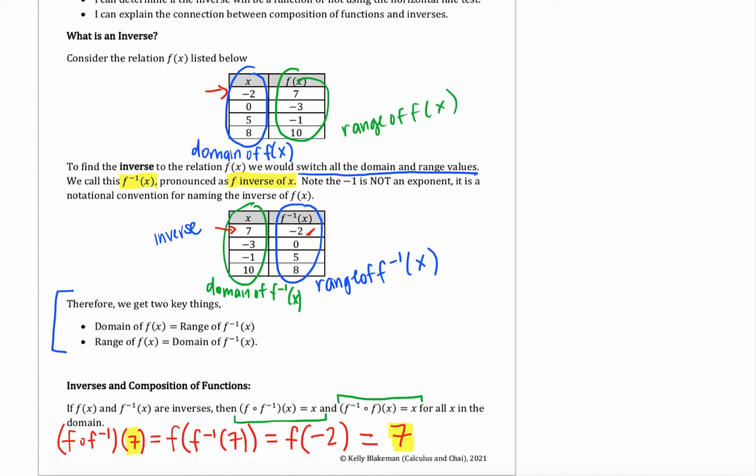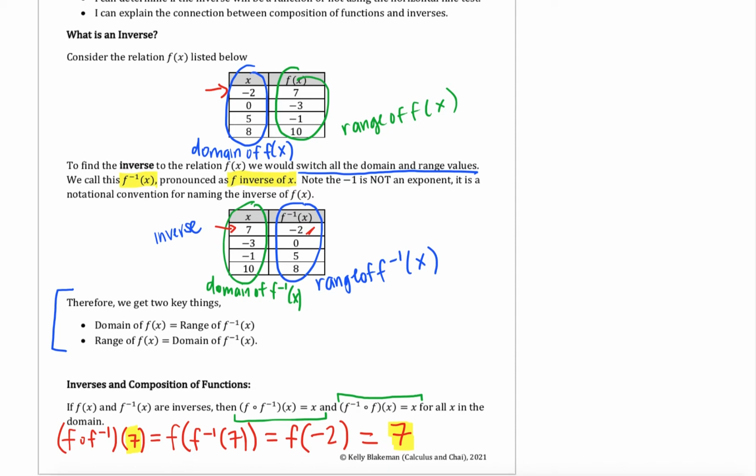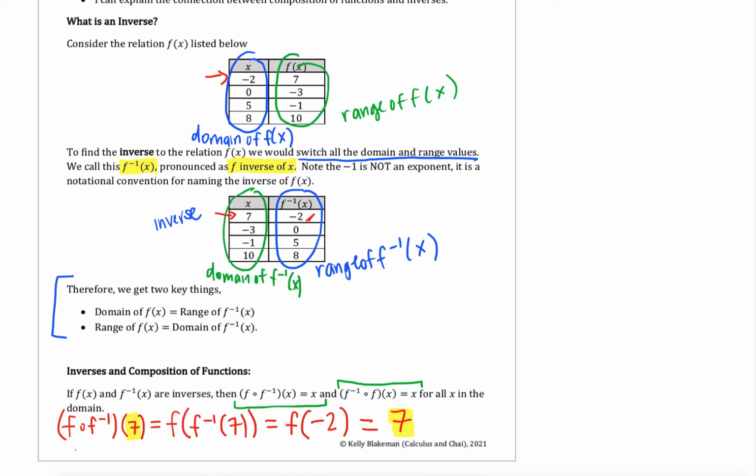Now, for two relations to actually be inverses, we have to make sure both compositions work out. So not only do we have to do f of f inverse, but we would also have to check f inverse of f. In this case, because we're starting with f as our innermost function, our input can no longer be 7 because 7 is not in the domain of f. Instead, we need to use that -2 as our input.